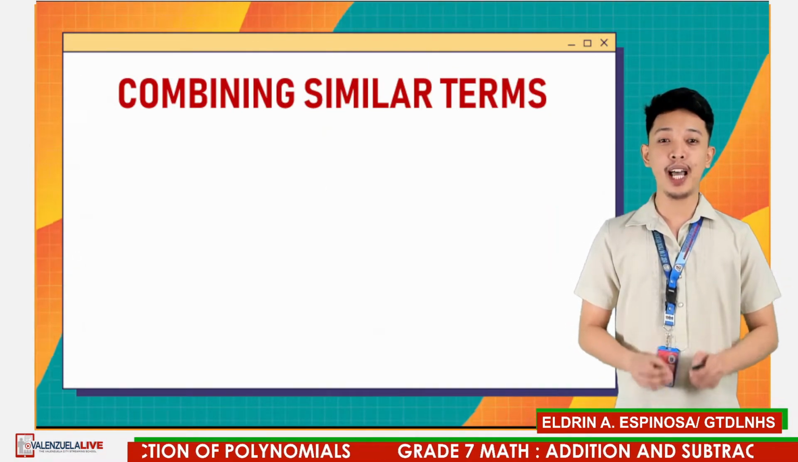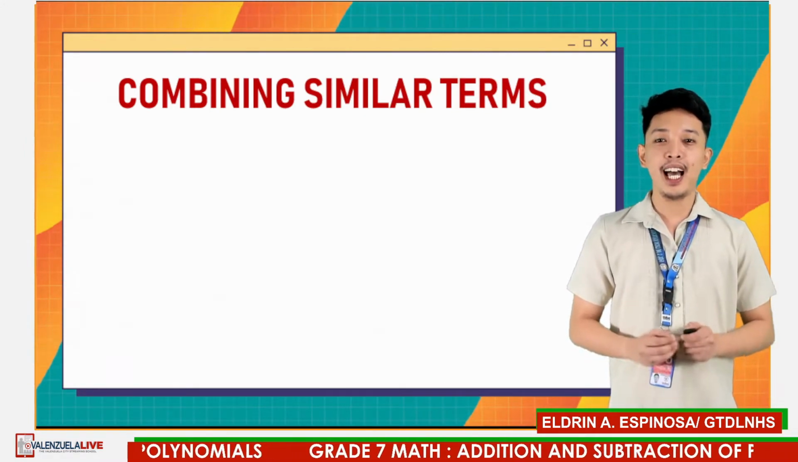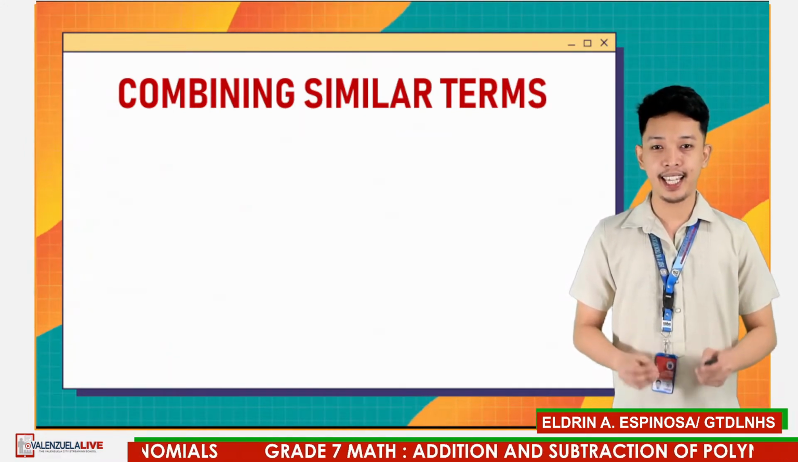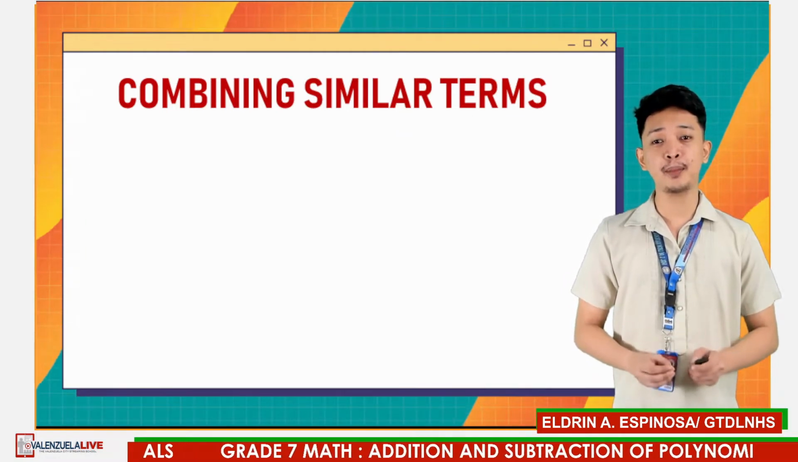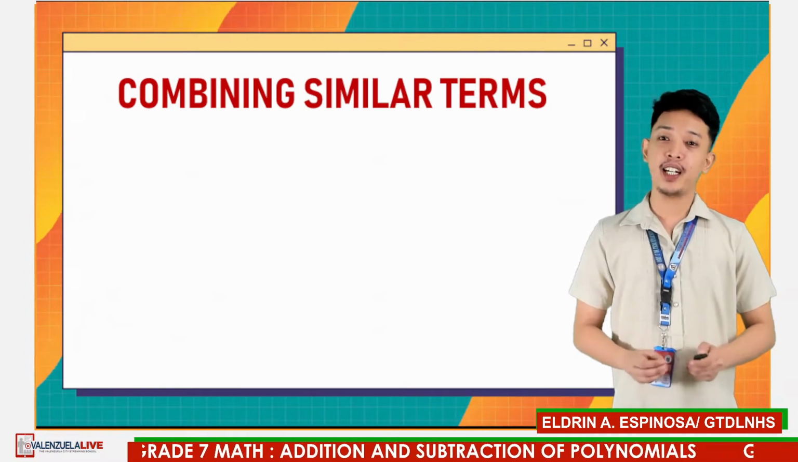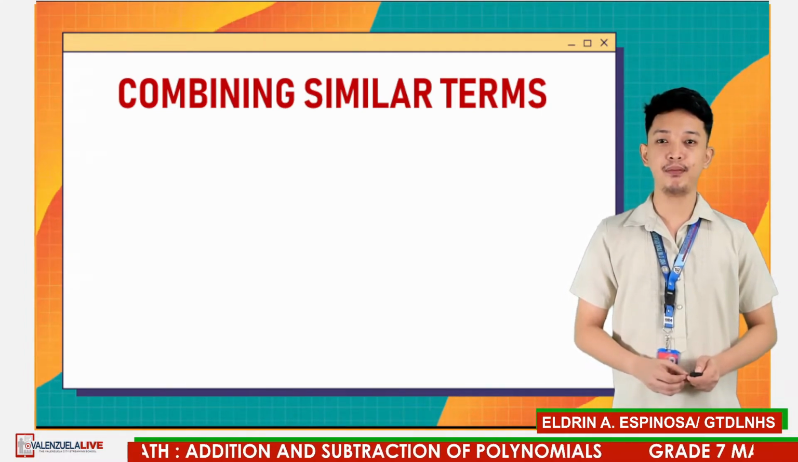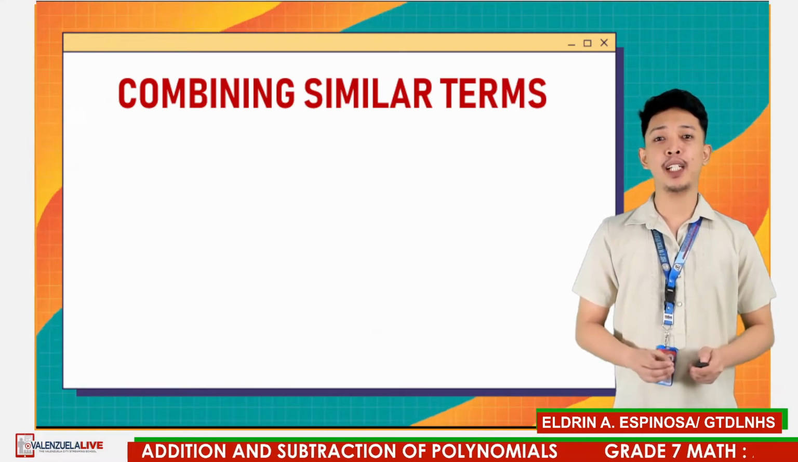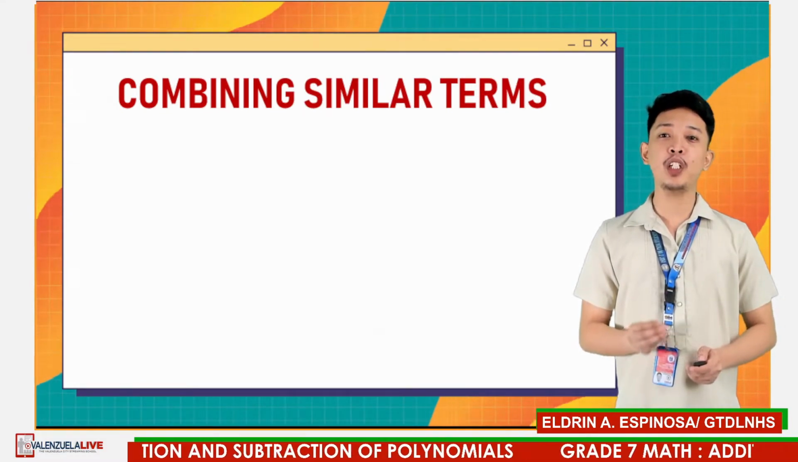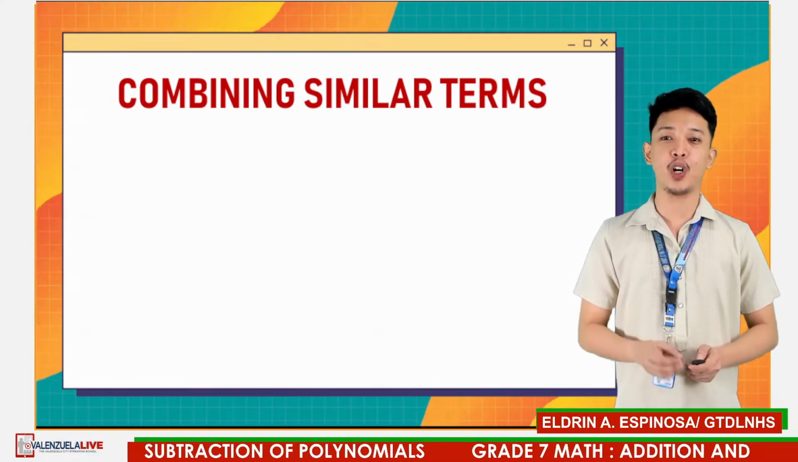In order to add or subtract polynomials, it's important to understand how to combine terms. Again, we can only combine terms together if they are similar. If they are not, we have to keep them separate. To add or subtract similar terms, we add or subtract the numerical coefficients and copy the literal coefficient.